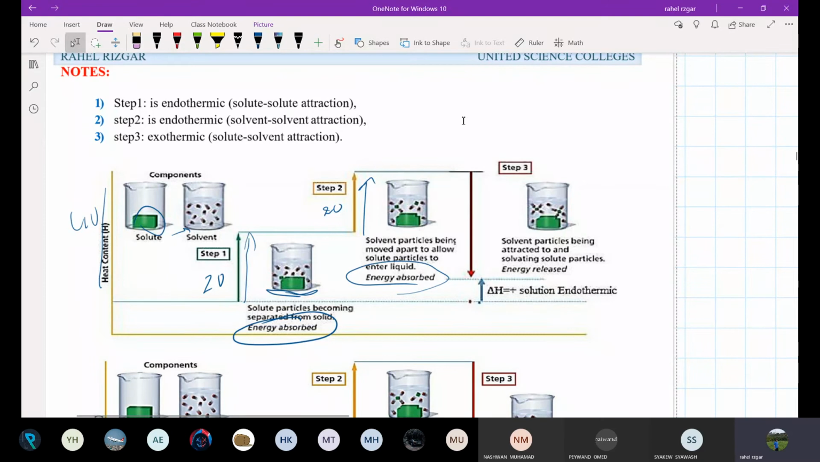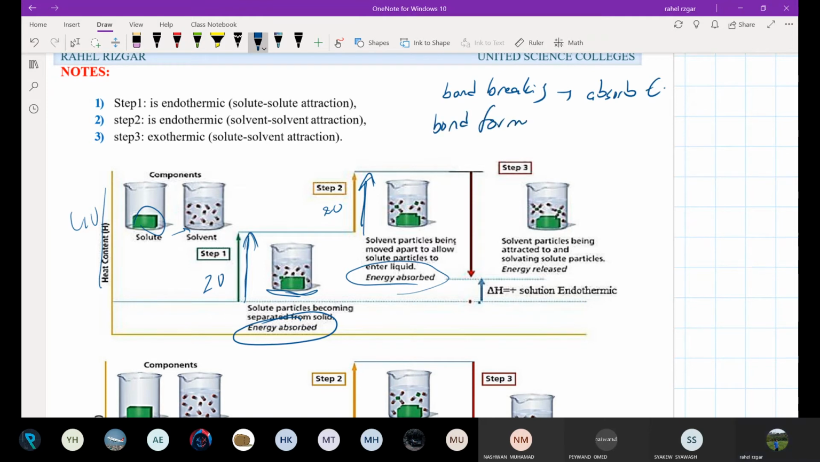All right. Now, in the first one, in this point, energy is absorbed. Here, energy is also absorbed. But after the particles, you can add this one. You will say bond breaking absorbs energy, and bond formation releases energy.